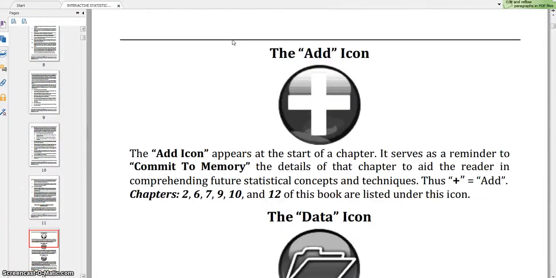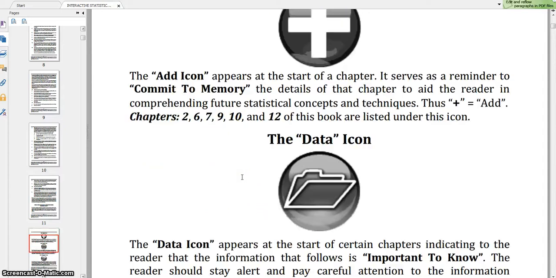So the three memory icons are the add icon, and these will appear at the beginning of every chapter. The add icon tells you to add this to your memory, or as it states here, commit to memory. And you will find this in front of chapters 2, 6, 7, 9, 10, and 12 of this book.